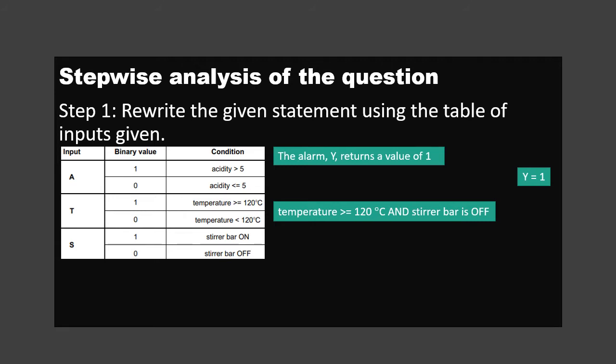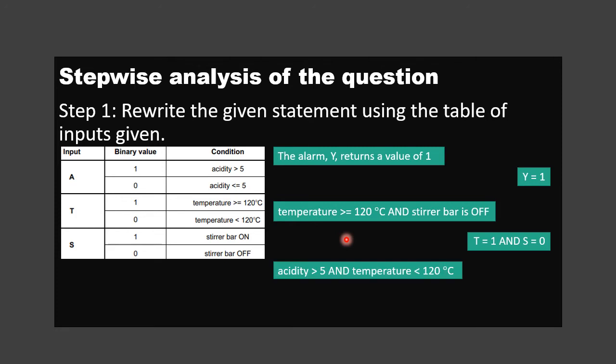Now the second part is: temperature is greater than or equal to 120 degrees Celsius and stirrer bar is off. By looking at the table, it will be very easy to find out that if temperature is greater than or equal to 120 degrees Celsius, T is equal to 1, and stirrer bar is off is S equals 0. So T equal 1, we're using the same, and S equals 0. And the next part of the statement is: acidity is greater than 5 and temperature is less than 120 degrees Celsius. Acidity greater than 5 refers to A equal 1, and temperature less than 120 refers to T equal 0.